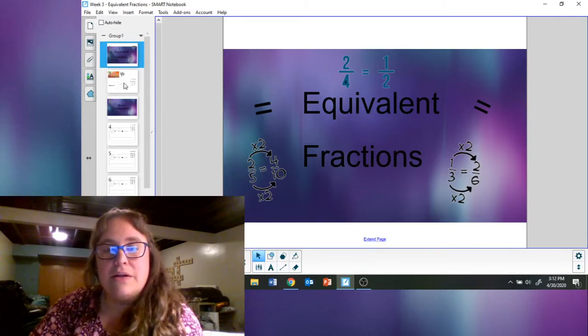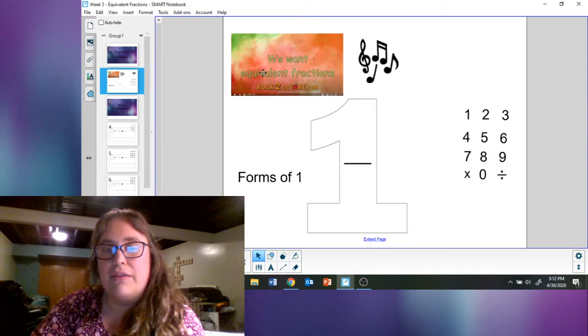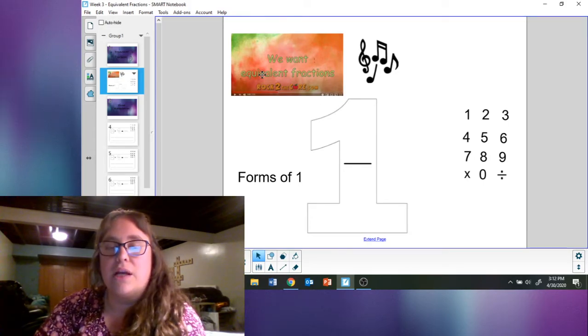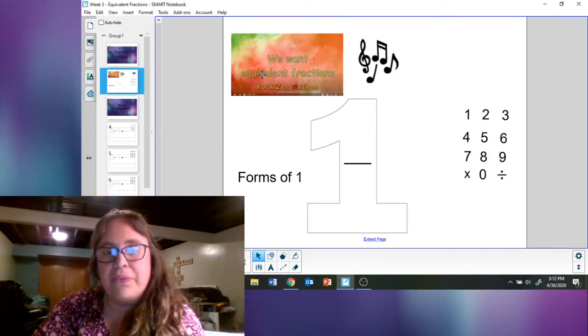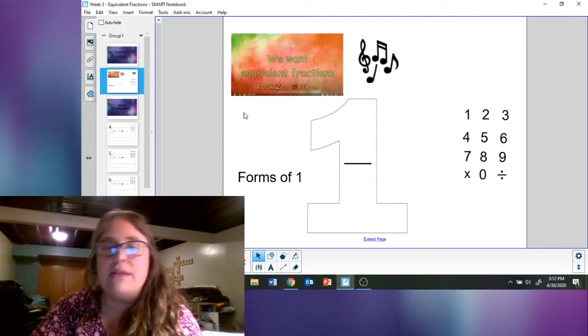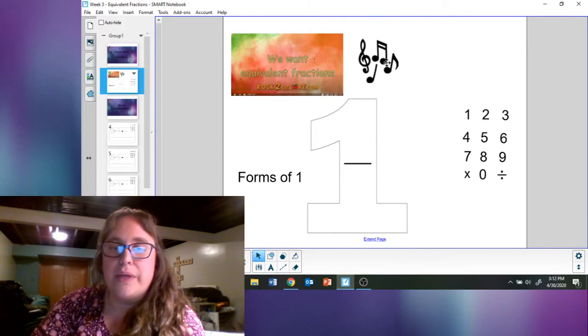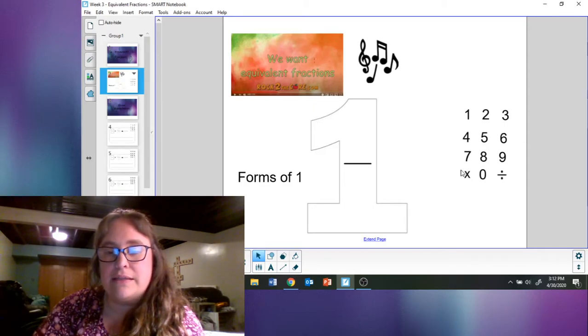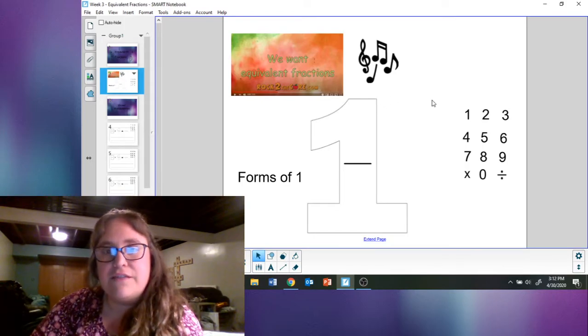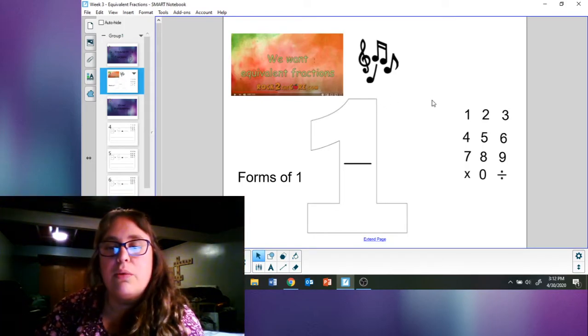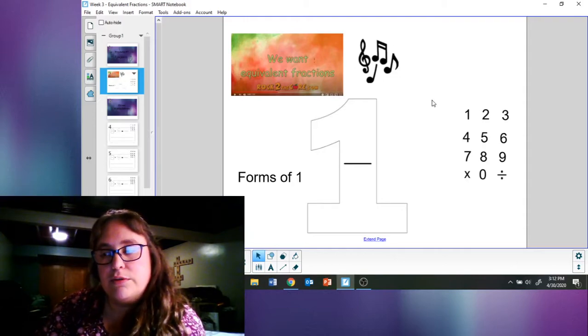All right, so again, we are working on equivalent fractions. And just that reminder that we want equivalent fractions, and equivalent means equal to. So as that song said, we want equivalent fractions, and how do we get that done? There's two different ways. We can multiply or we can divide by a form of 1. So we've got this shadow outline of the number 1 here, just as a visual reminder that we are going to multiply or divide by a form of 1.